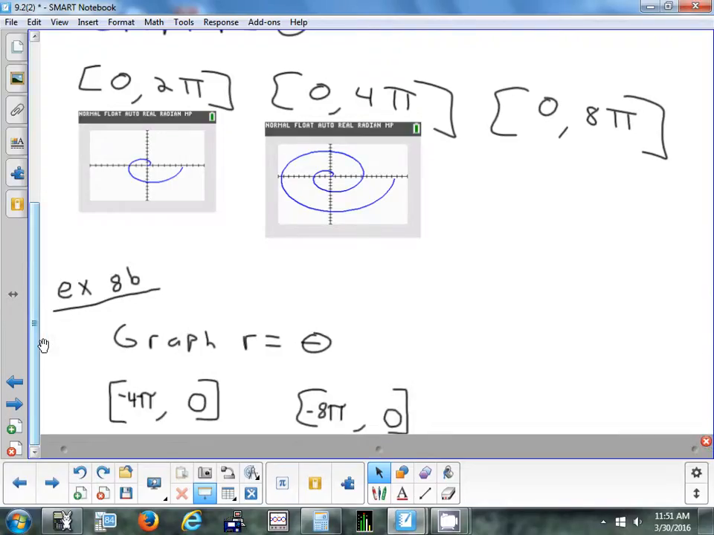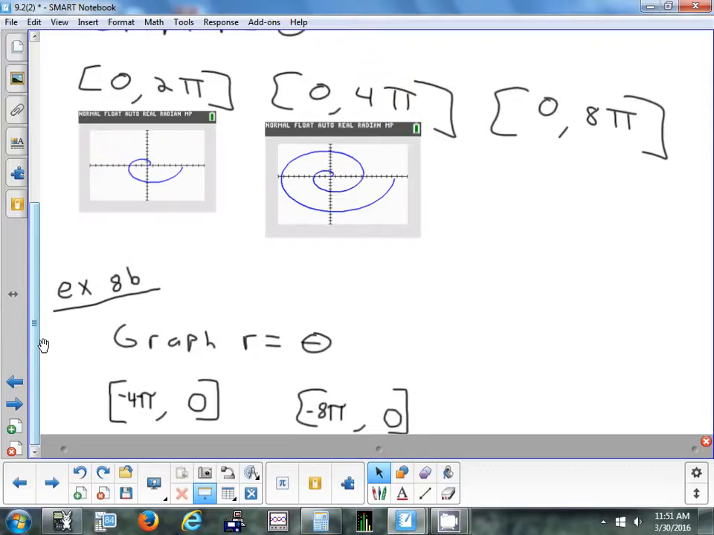What do you think is going to happen if I graph it from negative 4 pi to 0? We'll compare that with 0 to 4 pi. What do you think it'll do to the spiral? Twist it a bit. What do you mean by twist it? Turn it, or reflect it over the y-axis. Reflect, so it'll be like a mirror image.